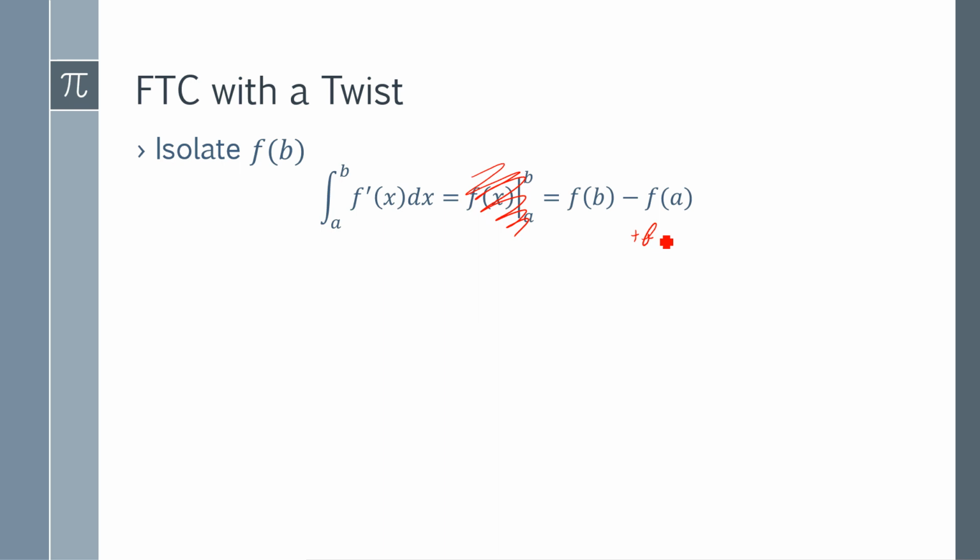So I'm going to add f of a to both sides. So f of b is now by itself. That's going to be equal to f of a plus the integral from a to b of f prime of x dx. Why this is useful for us is that in a real life situation, f of a is the starting value.